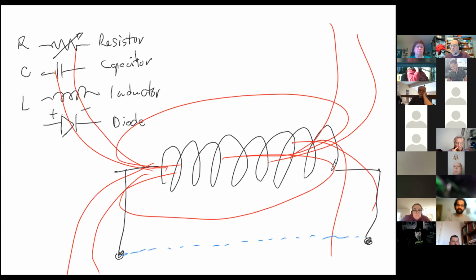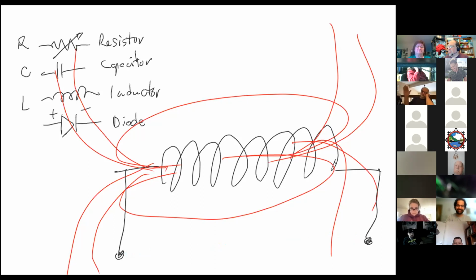So what will happen is, has anybody ever worked on their car? Has anybody ever seen an ignition system on a car? Ever heard of an ignition coil? Does anyone have a car that's old enough that it had points? Okay, these are points.